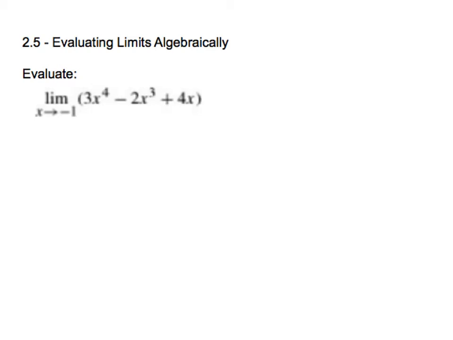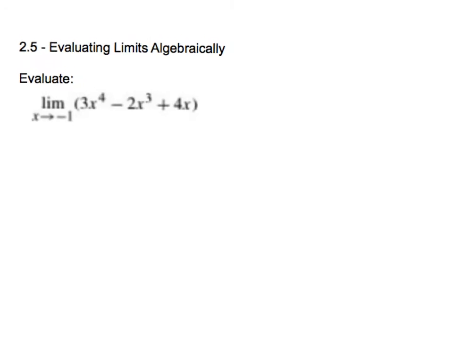And as long as there's no domain restriction, we wouldn't have to worry about whether this is continuous or not at this point. So I'm going to evaluate 3 times -1 to the 4th power minus 2 times -1 to the 3rd power plus 4 times -1. All right, so we get a +3, we get a +2, and -4. So the answer is 1. So the limit and the function value as x approaches -1 are both 1.